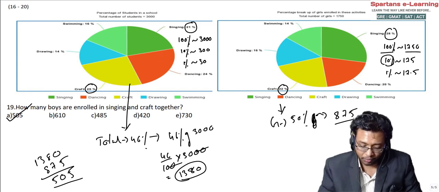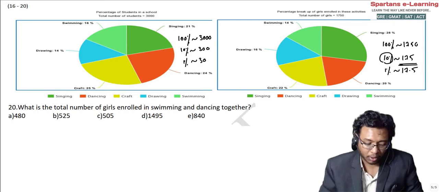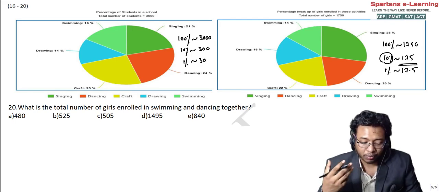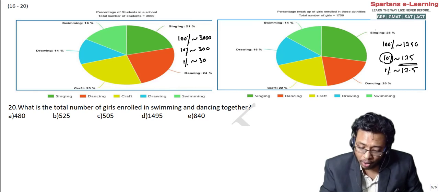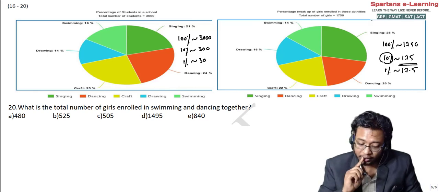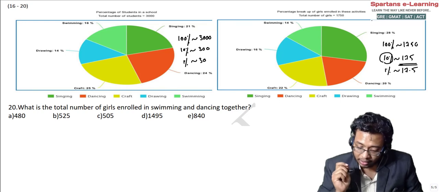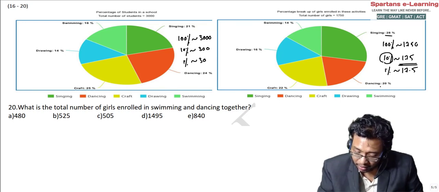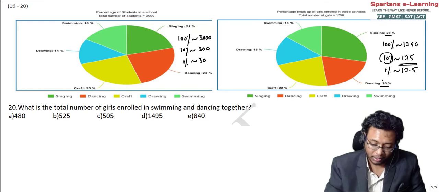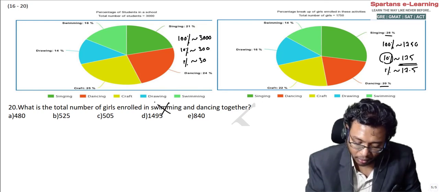Let us solve our last question. The last question says, what is the total number of girls enrolled in swimming and dancing together? Actually there is a mistake in this question. It is not swimming and dancing. It is singing and dancing. So it should be singing and dancing.